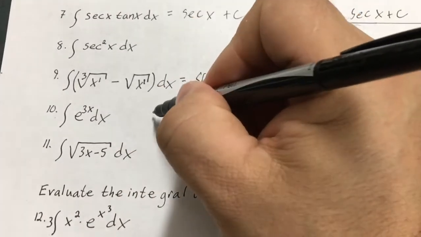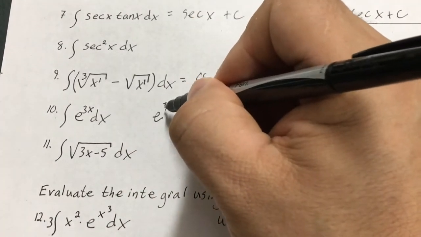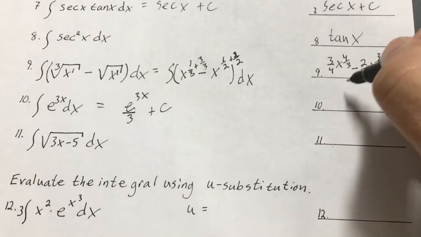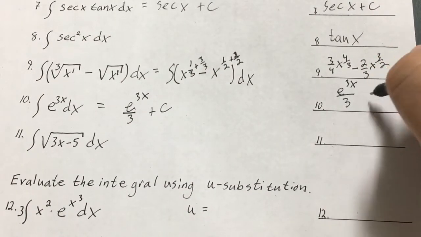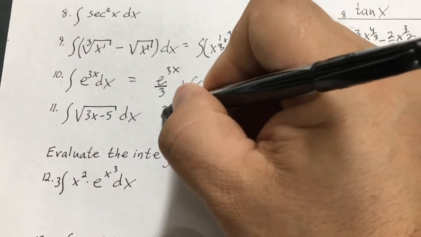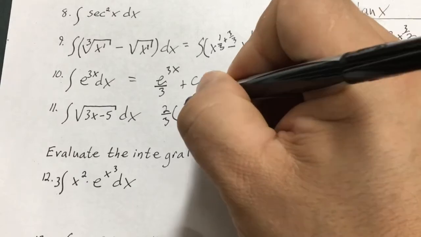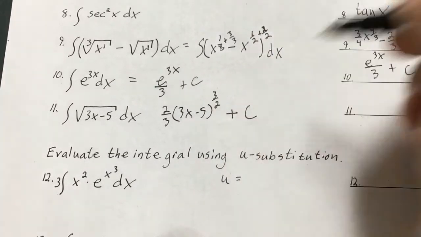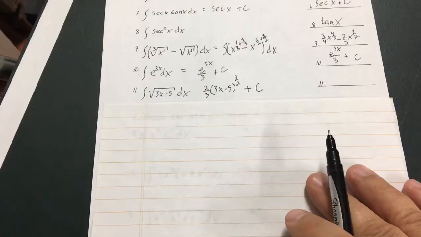The antiderivative of e to the 3x is e to the 3x, but then I take the derivative of that, which is 3, and I divide by that derivative. Don't forget to add the constant c so the equal sign is legal. So this is going to be e to the 3x over 3 plus c. This here is going to be 2/3 (3x minus 5) to the 3/2, plus c. And I'm going to do that one by hand so you can see the whole thing.